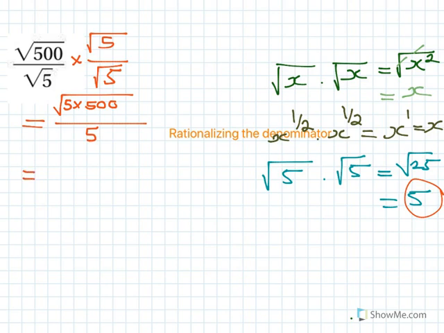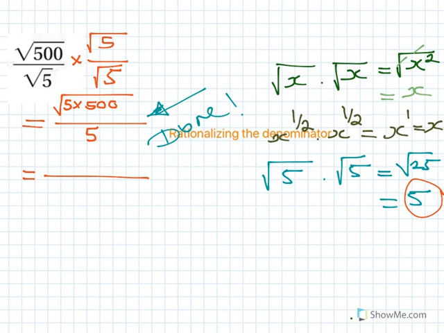Let's simplify it a little bit. By the way, up to this stage you have already rationalized. This is done. The denominator has already been rationalized. The problem is you just want to simplify this as much as you can.